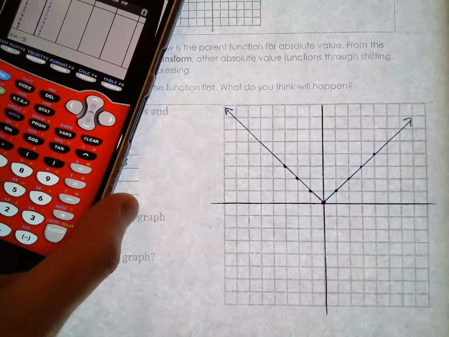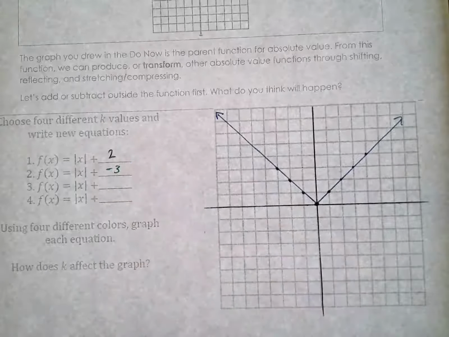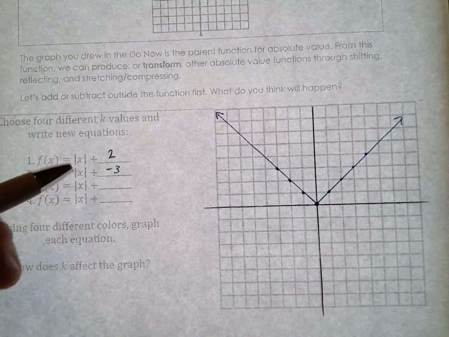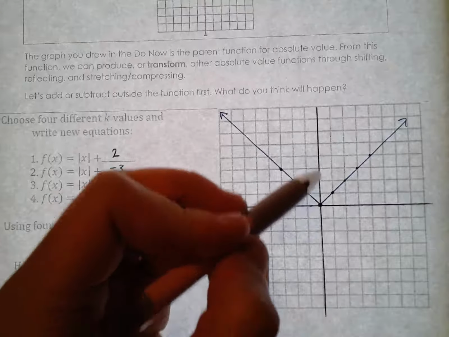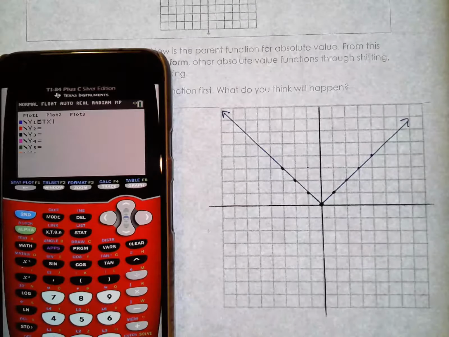So next what we want to do is try doing some transformations by adding different values. This first one I've got here, I'm going to add 2 to it. And we think, based on our rules from the other day, that that means this whole graph should move up by 2. And let's just check it on the calculator to make sure.